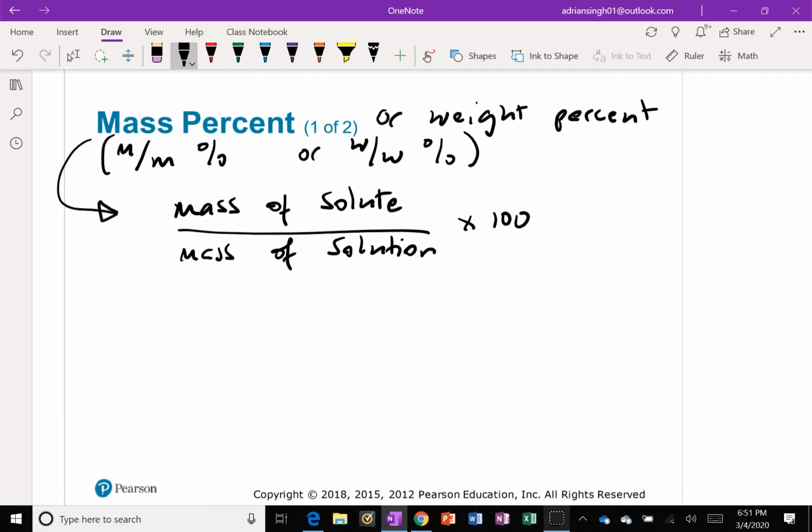That's a percentage. Percentages we saw back in chapter 1 or 2 were always the part over the whole times 100. Here, the whole thing is the solution, solute and solvent. The part now is the solute that we're looking at. And that ratio is going to be the same for all of the units. Mass percent is something that you are probably way more familiar with than you actually think.